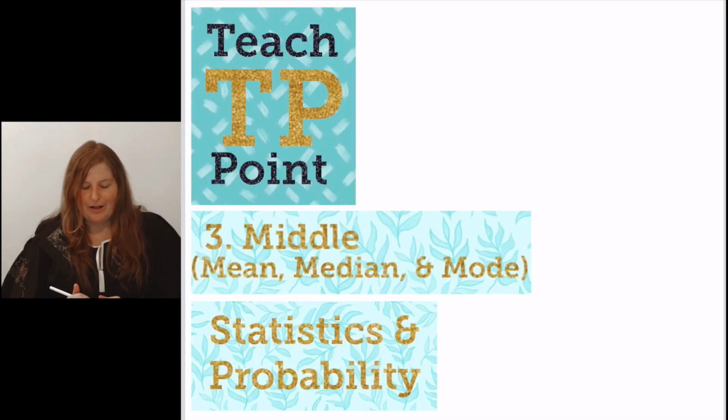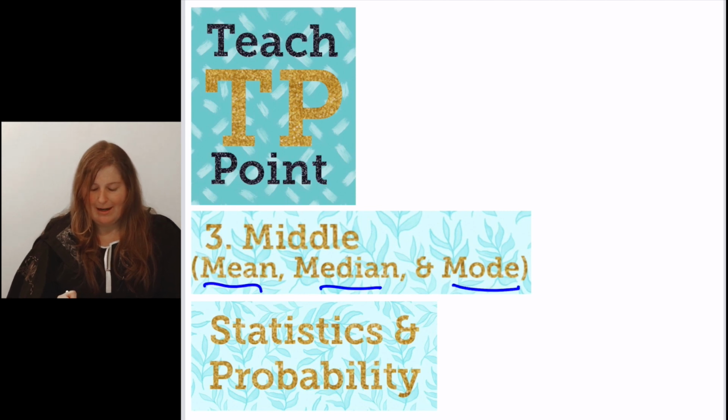Welcome back to another exciting session on statistics and probability. Today we're going to learn 3 different ways to find a measure of middle. What's in the center of all of those data pieces? The 3 measures of middle we're going to use are mean, median, and mode.